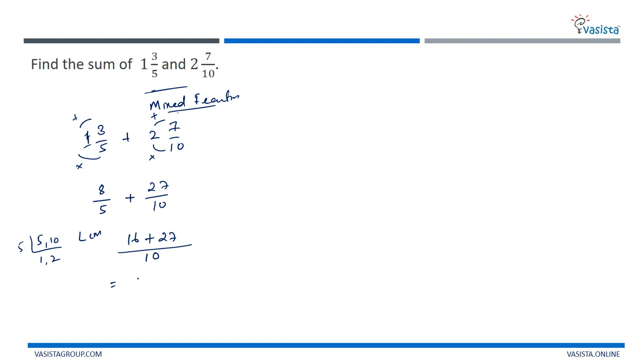27 plus 16 is 43. So 43/10. This is the answer. But let me keep it in a mixed fraction. You know how to keep it in a mixed fraction, right? That is nothing but Q or D.